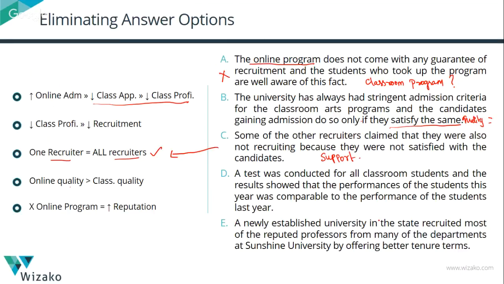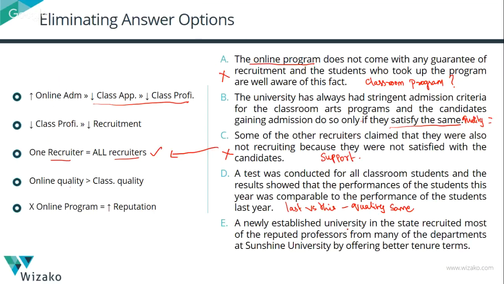So what C ends up doing is supporting the argument. What you want the answer option to do is to weaken it. So C is also not going to be our answer. We can eliminate it. Next: a test was conducted for all classroom students, and the results showed that the performance of the students this year was comparable to the performance of the students last year. Okay, so the results were comparable, which basically means that last year versus this year, quality is the same. So we'll hold on to it because it seems to imply that the quality hasn't come down. We'll check the next answer option.